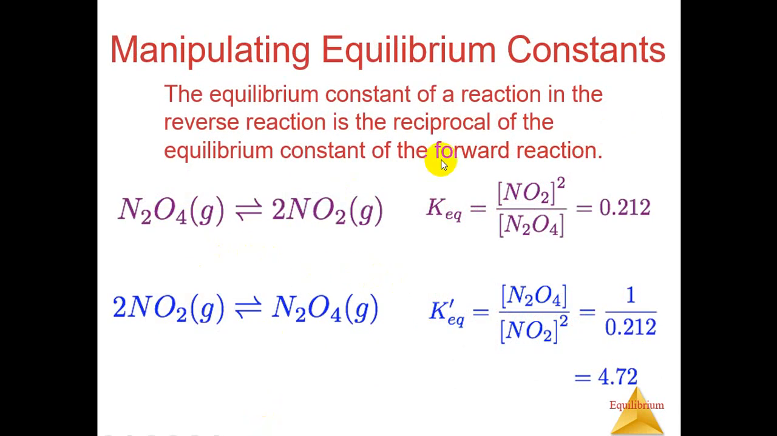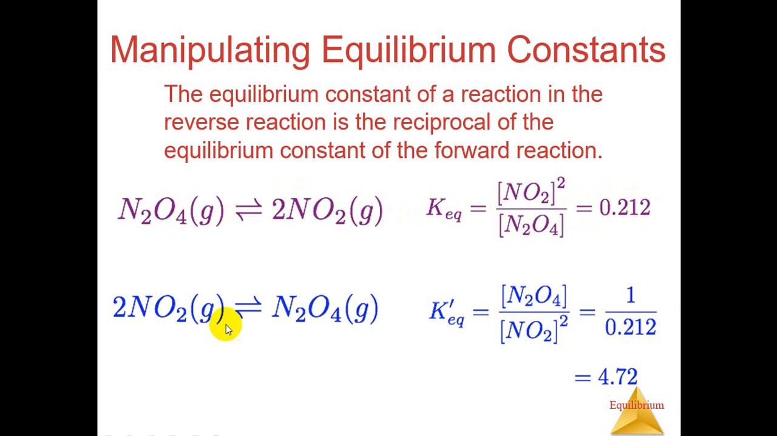The equilibrium constant of a reaction in the reverse direction is the reciprocal of the equilibrium constant of the forward reaction. Let me take it again. The equilibrium constant of a reaction in the reverse direction is the reciprocal of the equilibrium constant of the forward reaction. So let's see. This is the forward reaction, and this is the equilibrium constant: NO2 raised to the power 2, the number in front, divided by N2O4. We get 0.212. Even though we have not put in any numbers, we are just assuming 0.212.